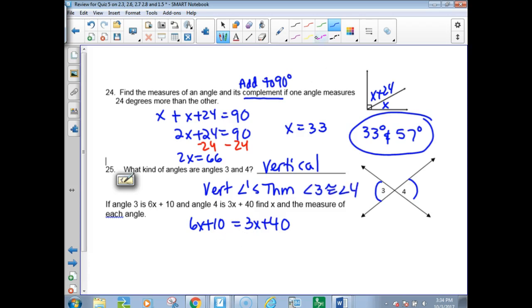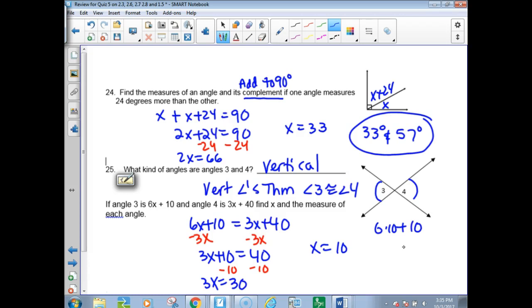So then I solve by subtracting 3x from both sides. That will leave me with 3 times x plus 10 is equal to 40. And then subtract 10 from both sides, and I have 3 times x is equal to 30. We divide by 3 and x is 10. So if I want to find the measure of the angles, I would plug back in 6 times 10 plus 10, and both of them are going to be 70 degrees each, because they're equal. If you plugged in 10 in here too, you get 30 plus 40, and so that would be the same answer, 70 degrees.